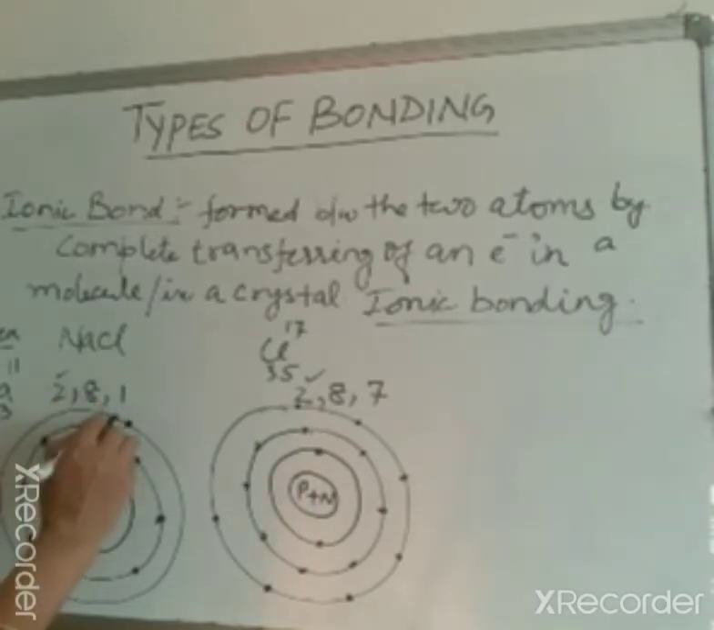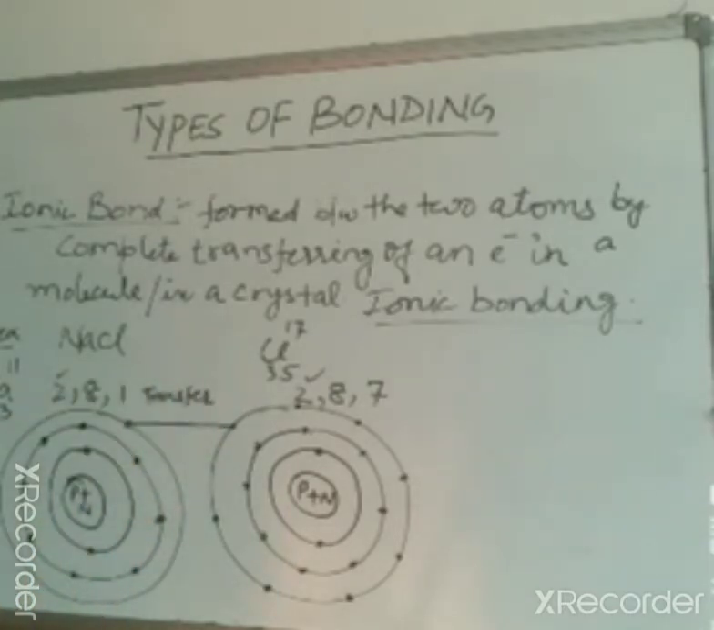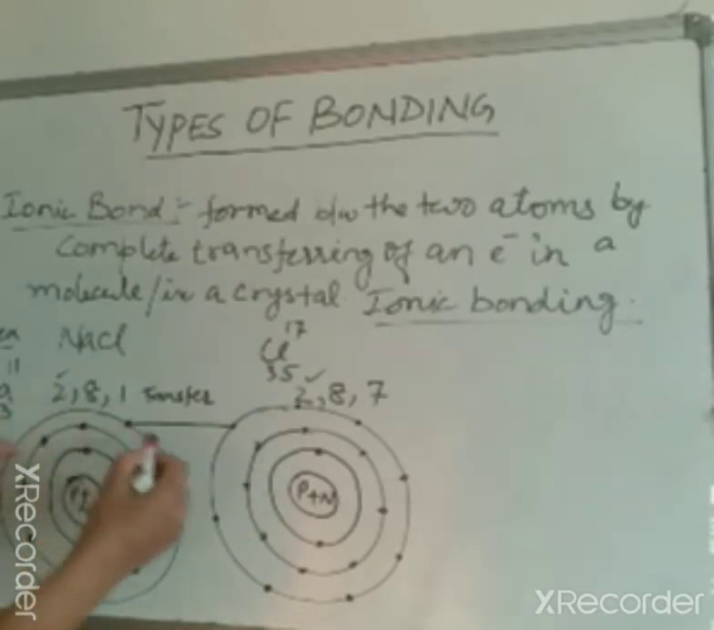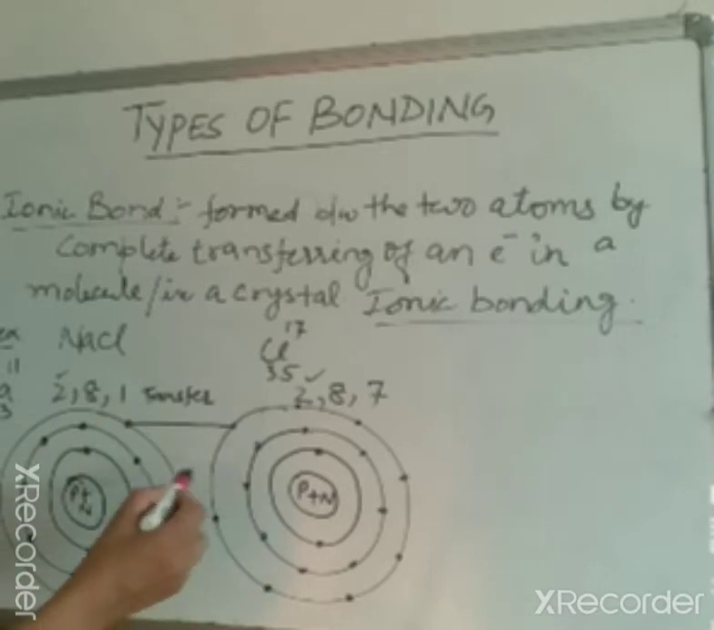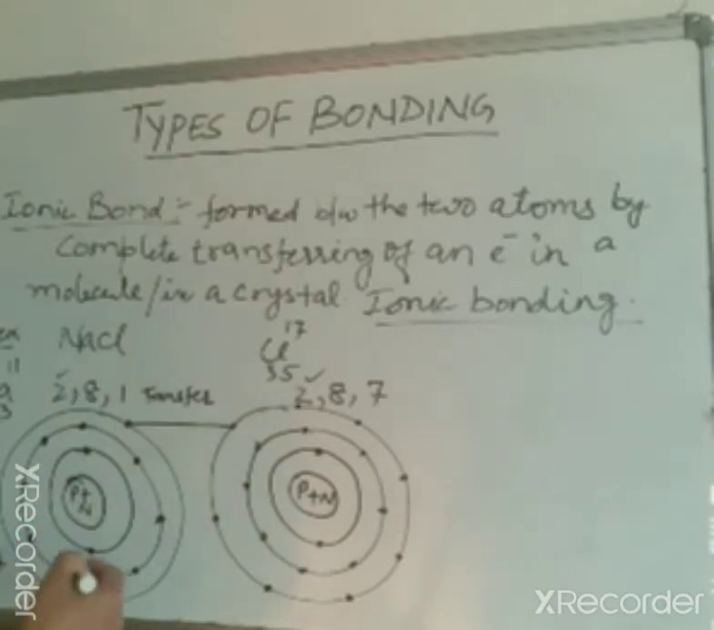So what will happen? Sodium will give, or transfer, its 1 electron to chlorine. So this electron comes over here. It is completely transferred. So when it is transferred, the outermost shell becomes unfilled, but the other two energy levels become filled. So this atom now becomes a sodium ion with a plus charge, and I will later on tell you about plus and negative charge.